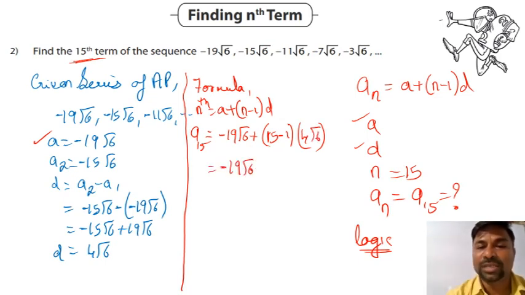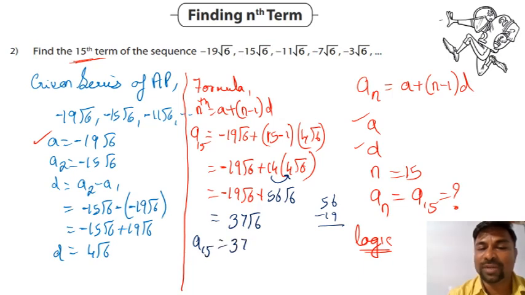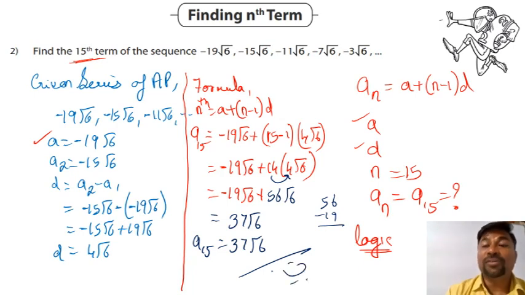Now let us substitute the values. Minus 19 root 6 plus 15 minus 1, it's nothing but 14, into 4 root 6. As we all know, 14 multiplied with 4 is nothing but 56 root 6. So 56 take away 19, it's nothing but 37 root 6. So what does it mean? The 15th term is equal to 37 root 6. So this is how we are able to find out the 15th term using the nth term formula.